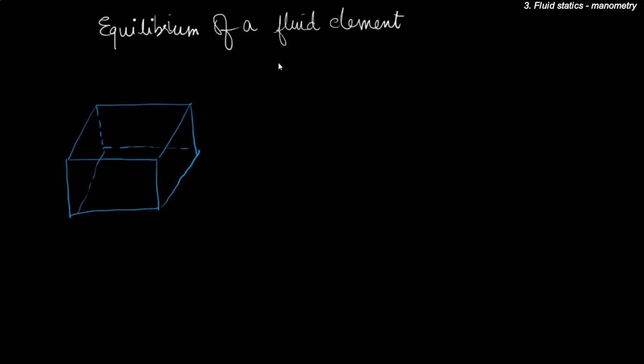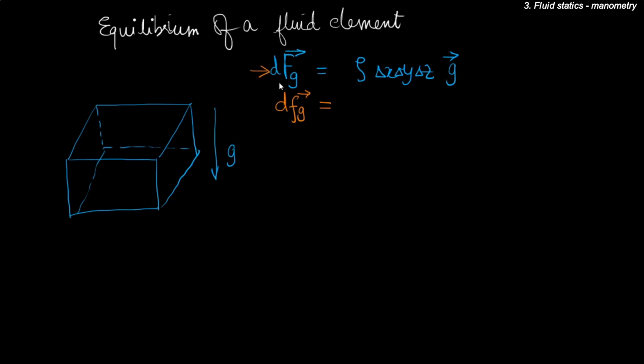So let us consider the body force due to gravity. So it will be the density times its volume, delta x, delta y, delta z, times the g vector. Now the g vector points downwards, but we will write it for the time being as a vector. So d small f g, which is the body force, given that this is the force, so the force per unit volume will be simply rho times g.